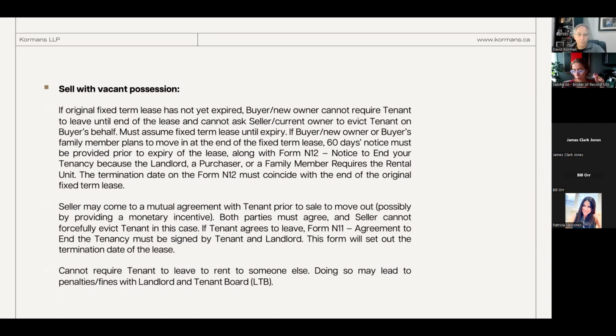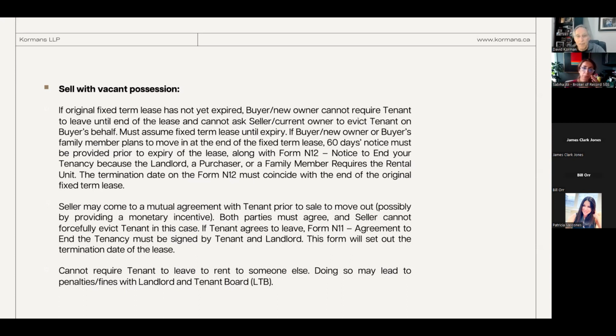Now, it's always open for a seller to negotiate and come to terms with a tenant prior to the sale to move out. That happens all the time. Usually there'll be some monetary incentive that'll be required to do that because the tenant has the right to stay.